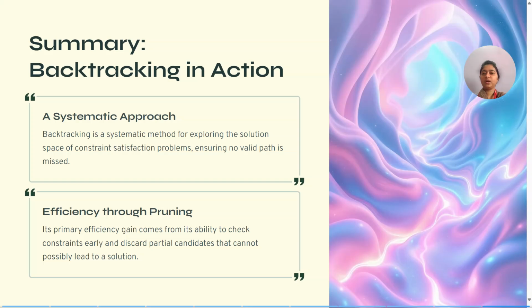Here is the summary of backtracking in action. A systematic approach. Backtracking is a systematic method of exploring the solution space of constraint satisfaction problems, ensuring no valid path is missed. Efficiency through pruning. Its primary efficiency gains come from its ability to check constraints early and discard partial candidates that cannot possibly lead to a solution. Thank you.